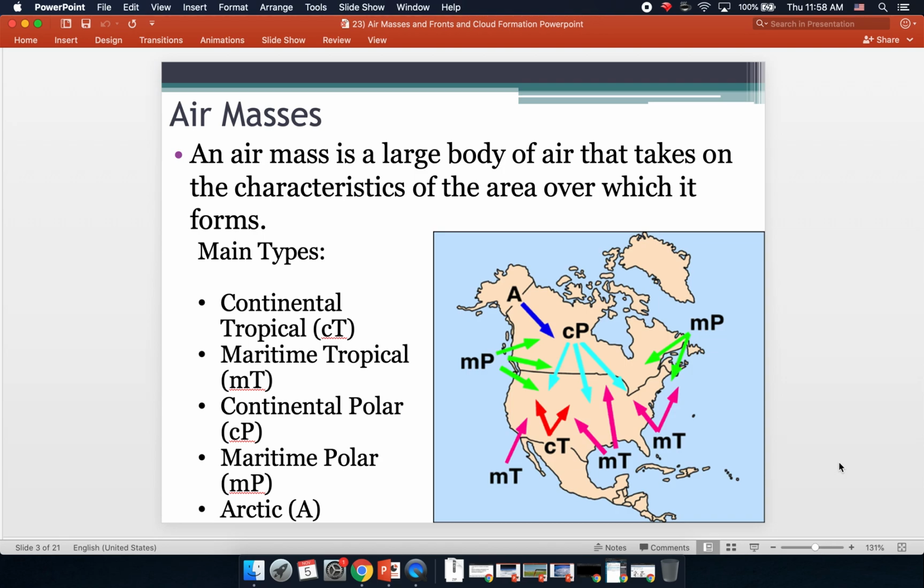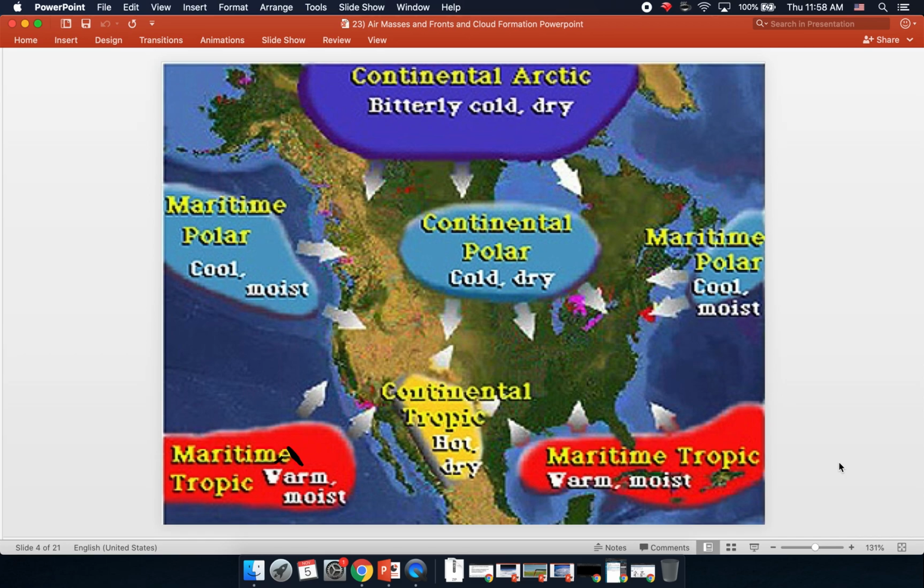All right, an air mass is a large body of air that takes on the characteristics of the area over which it forms. The main types are continental tropical, maritime tropical, continental polar, maritime polar, and Arctic. Fortunately, the names of these types of air masses pretty much explain on their own where they originate and over what kind of area they originate.